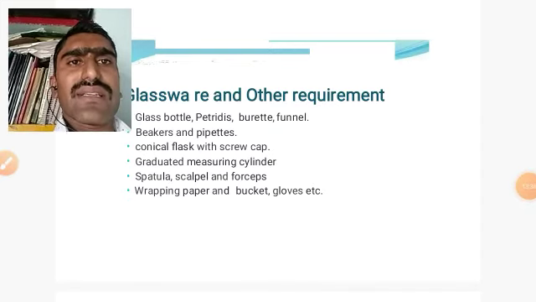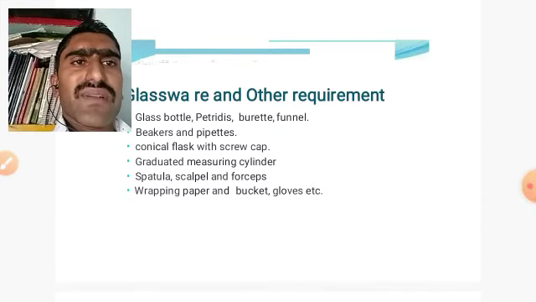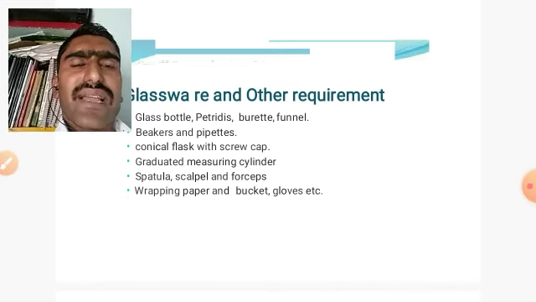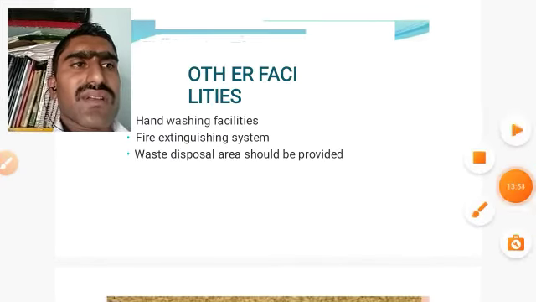Next, what we require is the glassware and other requirements. Glass bottles, petri plates, burette, funnel, beaker, pipettes, conical flask with screw cap, graduated measuring cylinder, spatula, scalpel, forceps, wrapping paper, bucket, gloves, etc. should be there in the glassware and other requirements lab.